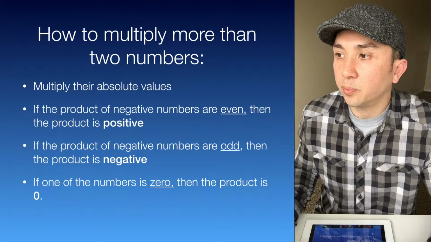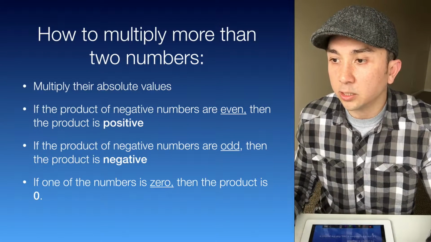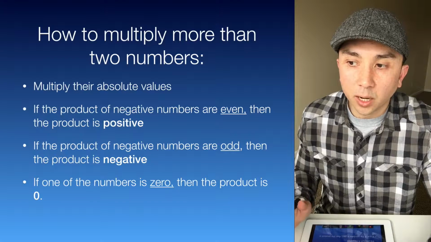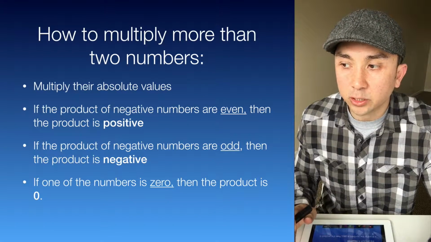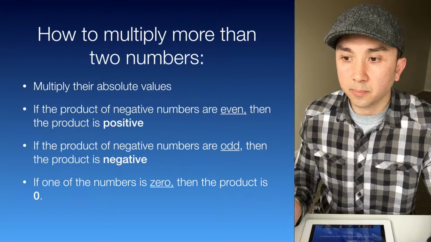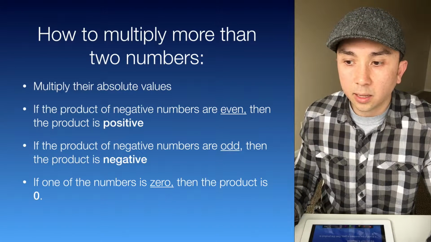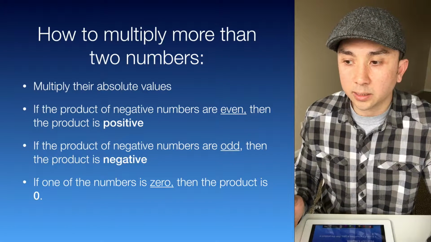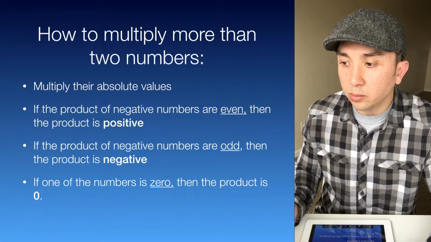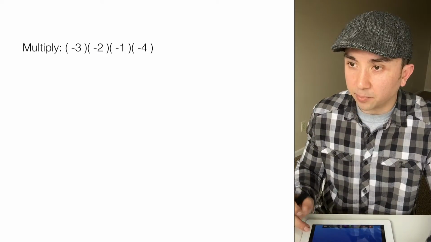Now here's how to multiply more than two numbers. The first thing you're going to do is take their absolute values. Now if the number of negative numbers is even, then the product is positive. If the number of negative numbers is odd, then the product is negative. If one of the numbers is 0, then the product is 0. So let's do an example.